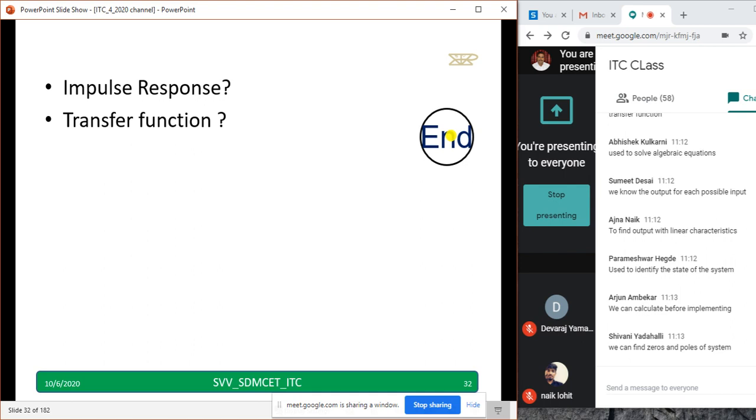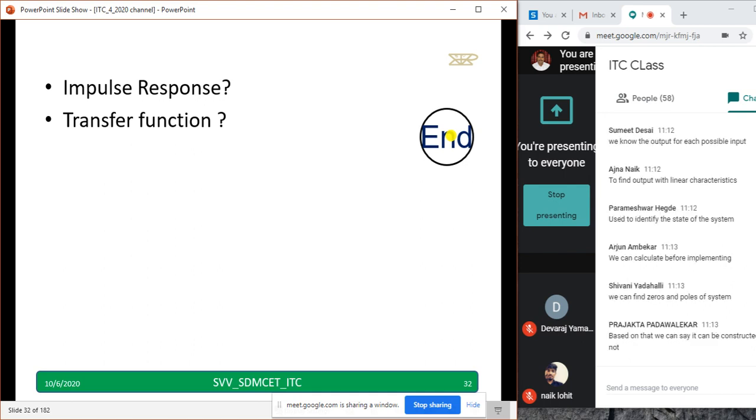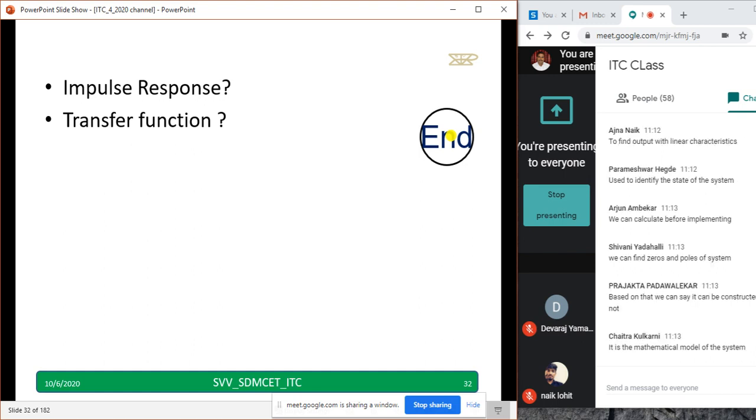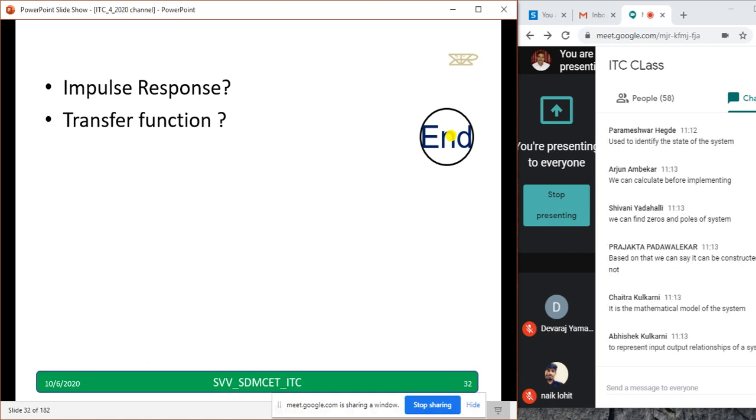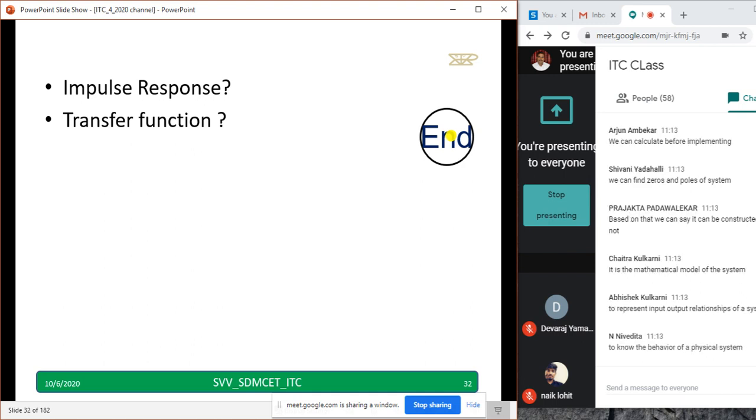Arjun: we can calculate before implementing. Okay. We can find zeros and poles. Shivani, okay. Why do you do that? Prajakta: based on that we can say whether it can be constructed or not. Okay, good. Prajakta, any other answer? I expect one answer which is needed for my discussion. It is a mathematical model of a system to represent the input-output relationship of a system. Abhishek, you are on the way, but not a perfect answer.